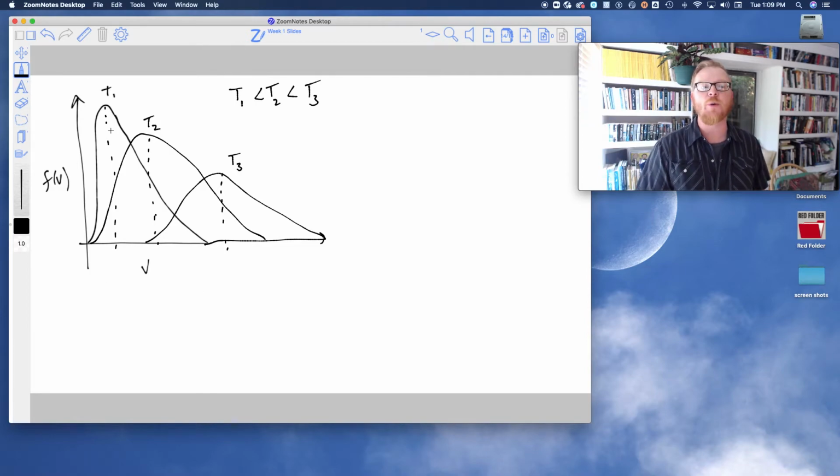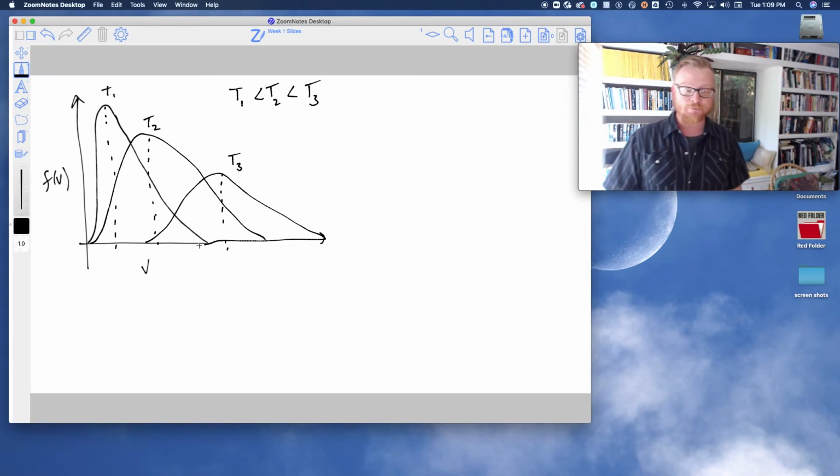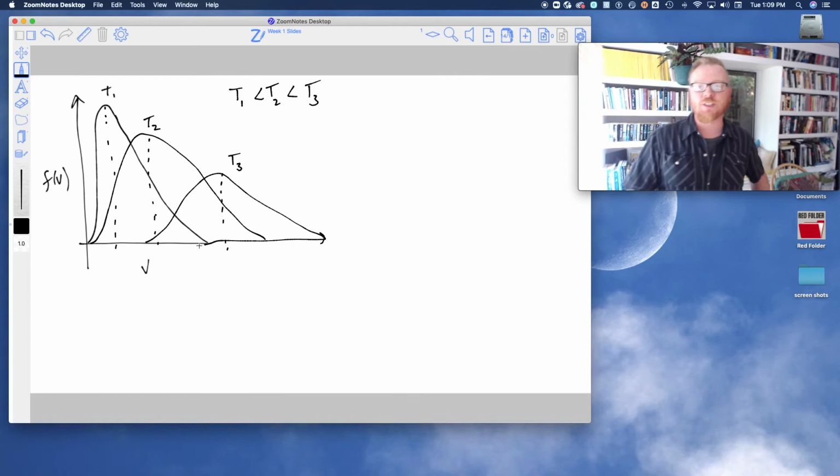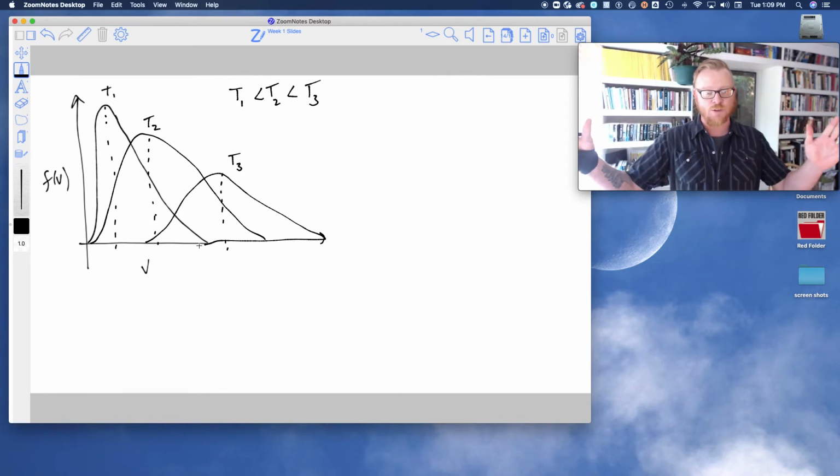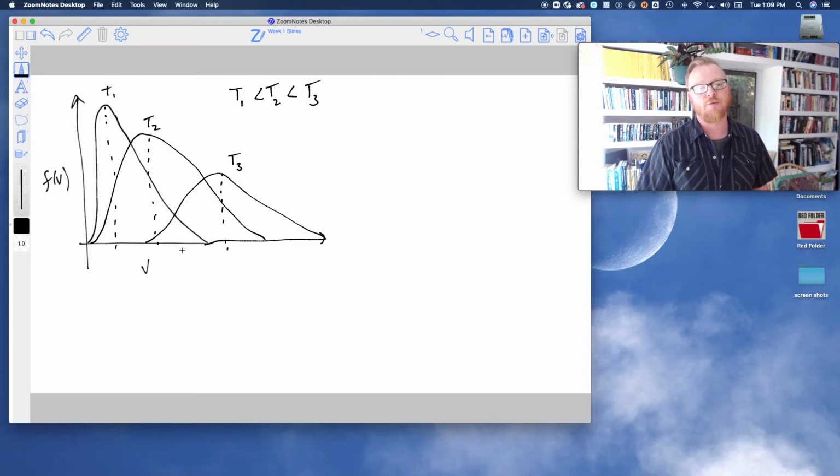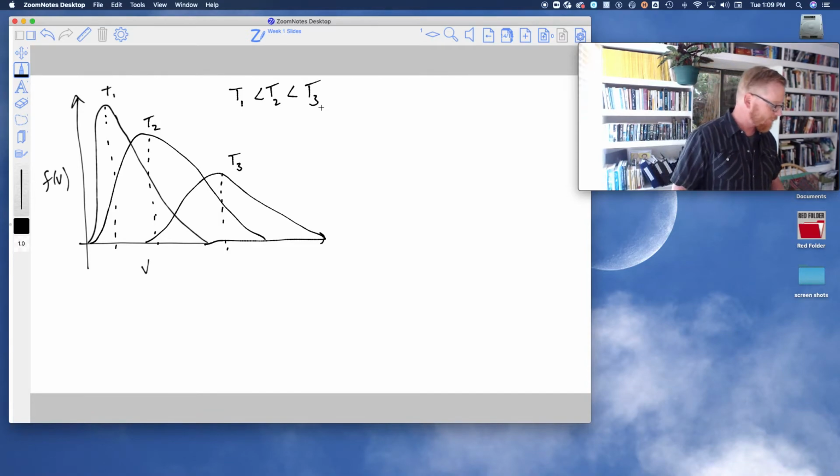As it turns out, if you integrated the area under all three of these curves, they would all give you the same area because we're talking about the same relative population of molecules. However, for a higher temperature, the population of those states will be spread out. So there'll be a much larger range of velocities for a larger temperature, which is consistent with our postulates of the equipartition theorem.